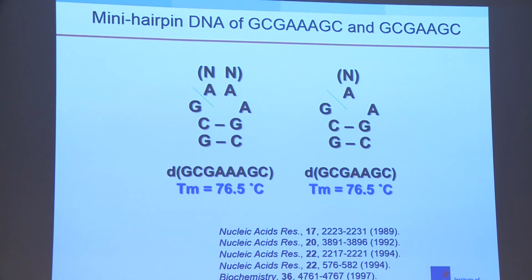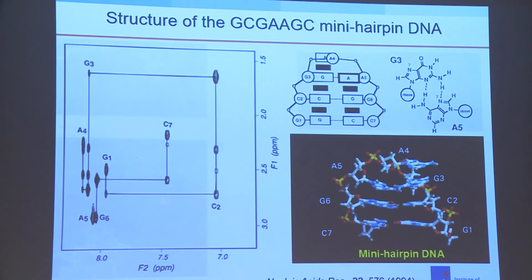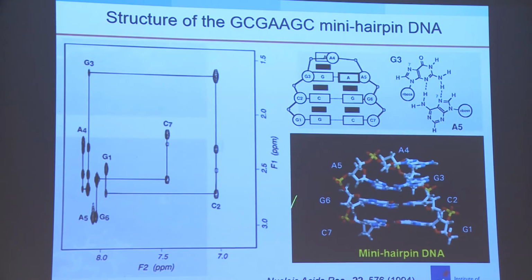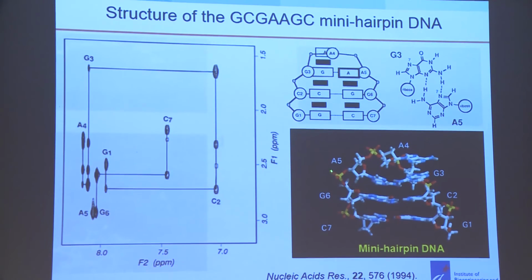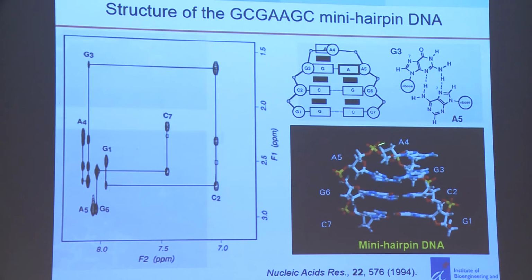After that, we determined the structure by NMR, and GCGAAGC or GCGNAGC shows a very stable structure. Then we call it a mini hairpin structure like this. So this is the tertiary structure determined by NMR, with 2 GC pairs and 1 shared type GA pair. And this 1 A is stacked with neighboring bases.